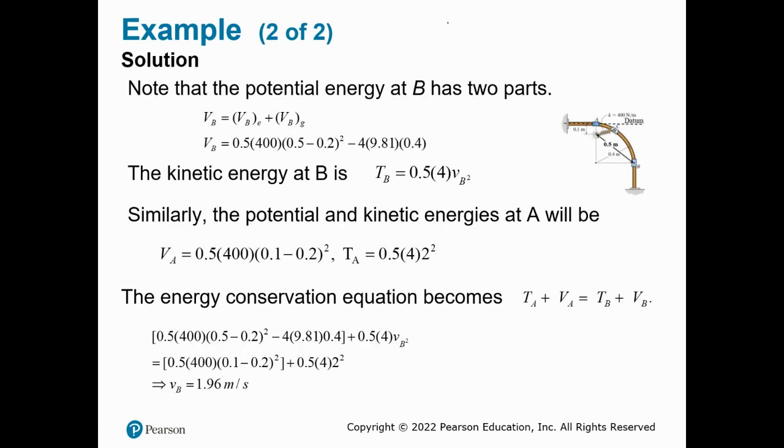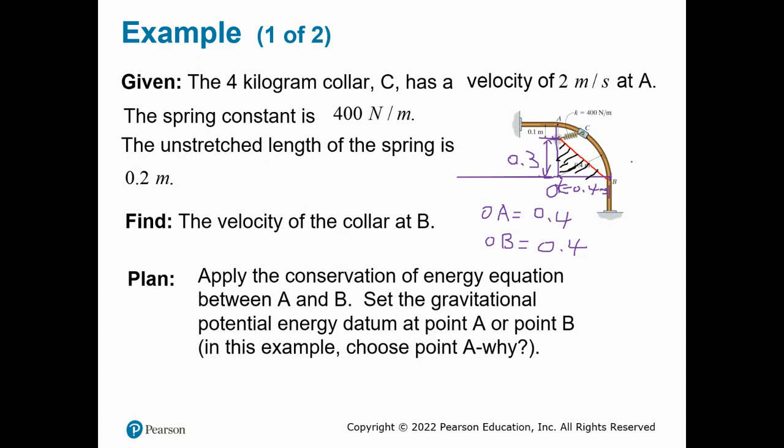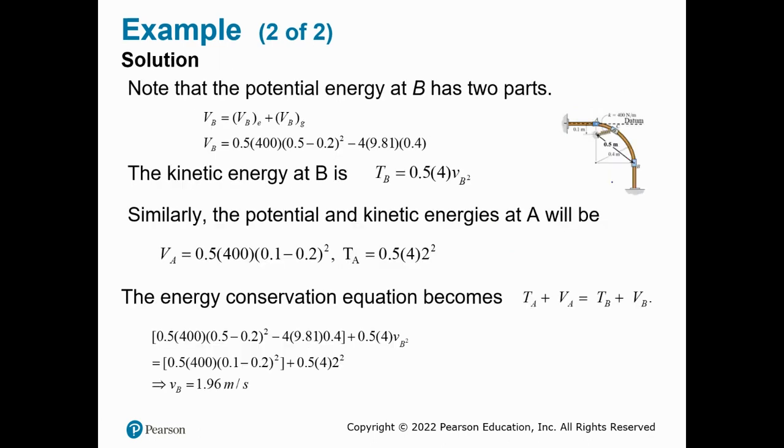So going to the next page, that's where that 0.5 comes from. Originally, the unstretched length of the spring is 0.2 meter. At location B, the length of the spring is 0.5 meter. How much is being stretched? 0.5 minus the initial length of the spring, which is 0.5 minus 0.2. So I have 1/2 times the spring constant, which is 400 Newtons per meter, multiplied by s squared. That s is how much the spring is being stretched, then squared. This portion is the elastic potential energy at location B.